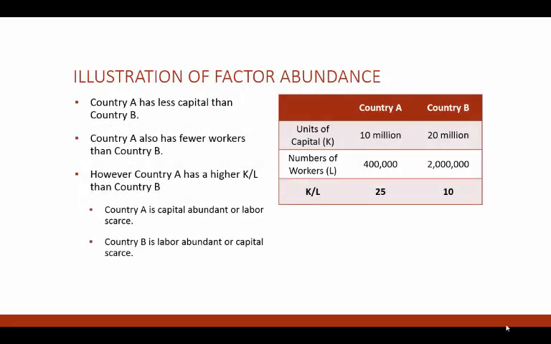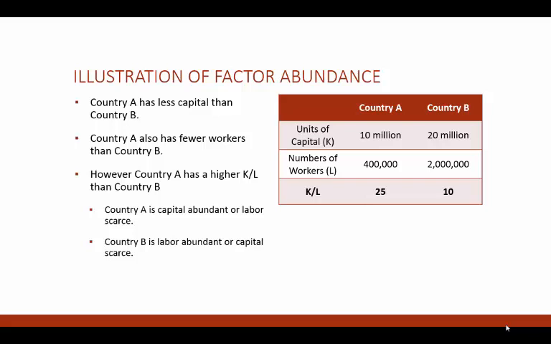Let's illustrate these concepts. First, factor abundance. In the table on this slide, we have two countries, country A and country B. Country A has resources or initial endowments of 10 million units of capital and 400,000 workers or units of labor. Country B has 20 million units of capital and 2 million units of labor. The capital to labor ratio, that is, the units of capital divided by the number of workers, is 25 in country A and 10 in country B.